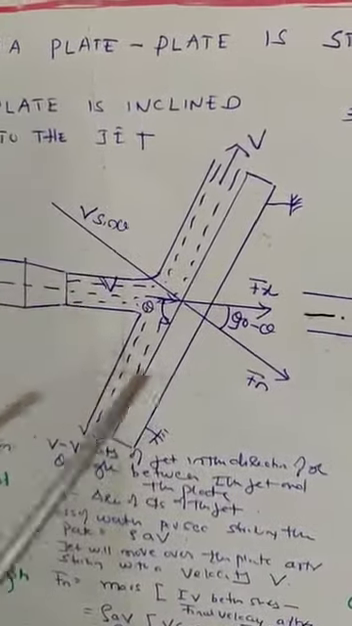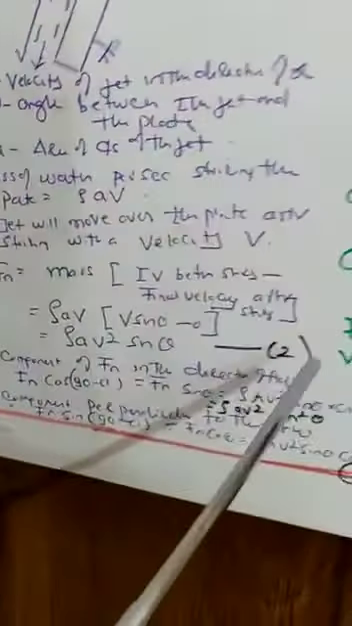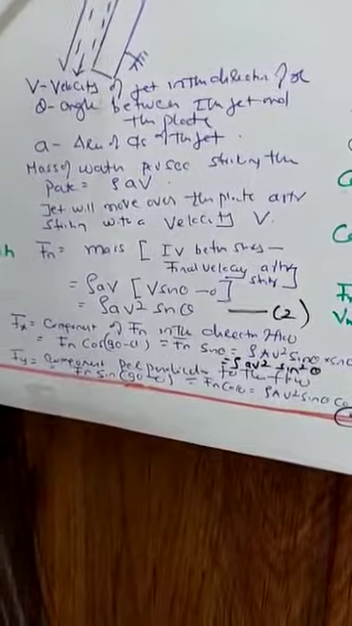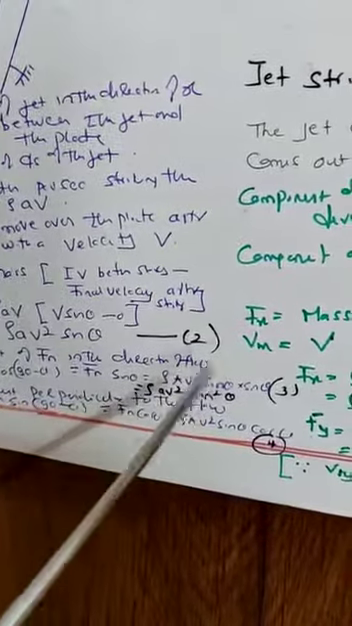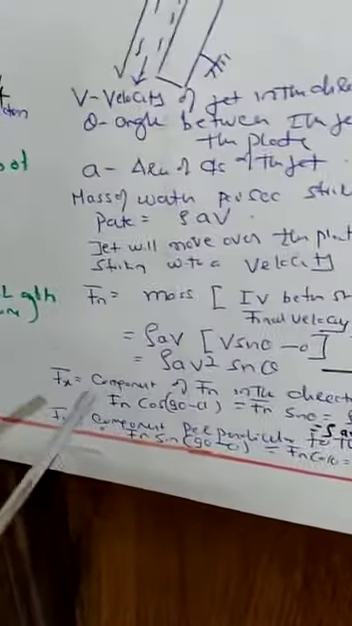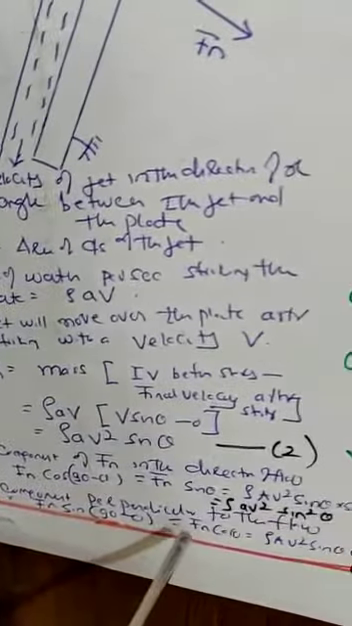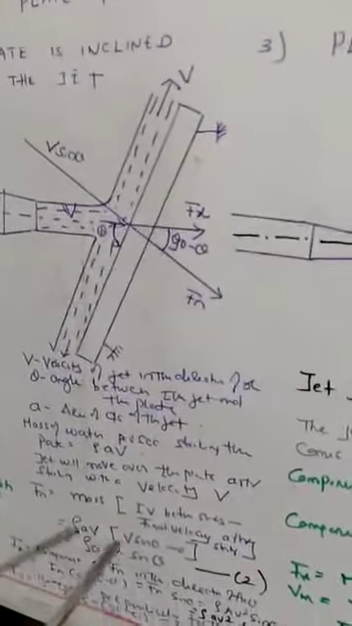And this normal component can be resolved in two ways. One is in the x direction and the other is in the y direction. The component in the x direction of flow is Fn into cos(90 minus theta), that is Fn into sin theta. So Fn is rho AV square into sin theta, and it is rho AV square into sin square theta. Whereas the component in the perpendicular direction of flow is Fn into sin(90 minus theta), that is Fn into cos theta, that is rho AV square sin theta into cos theta. So when the plate is inclined to the jet, we have got three things: one is Fn, the other is Fx, the other is Fy.